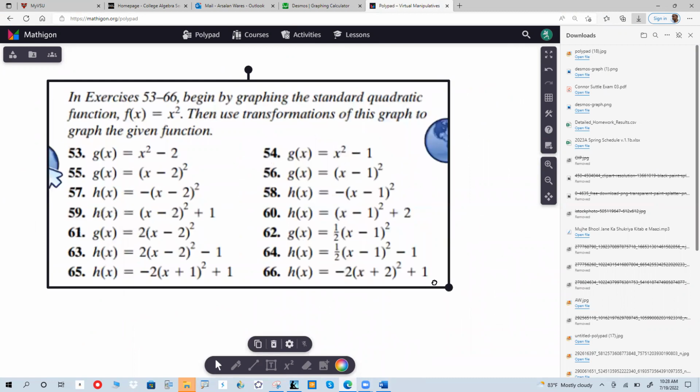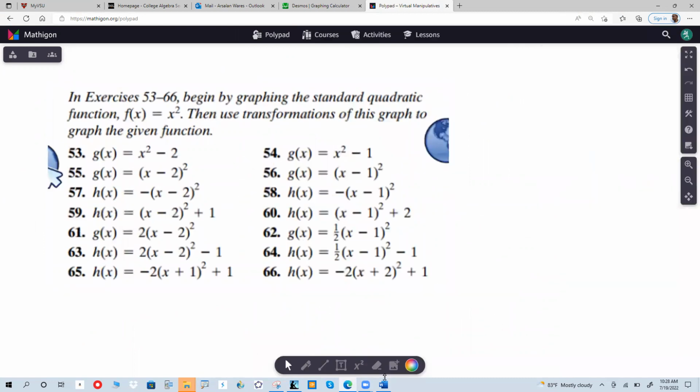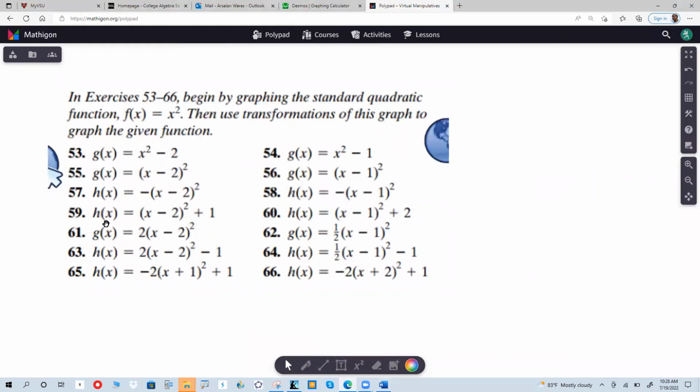We can just do it orally. I will show some of the pictures. So this is one of your next sets. Let me see which one I assigned. I assigned 63 through 66, so maybe the last 4. Well, let's do a few more. Okay, guys, begin by graphing the standard quadratic function, and then use the transformation of this graph to graph this. Not a big deal.